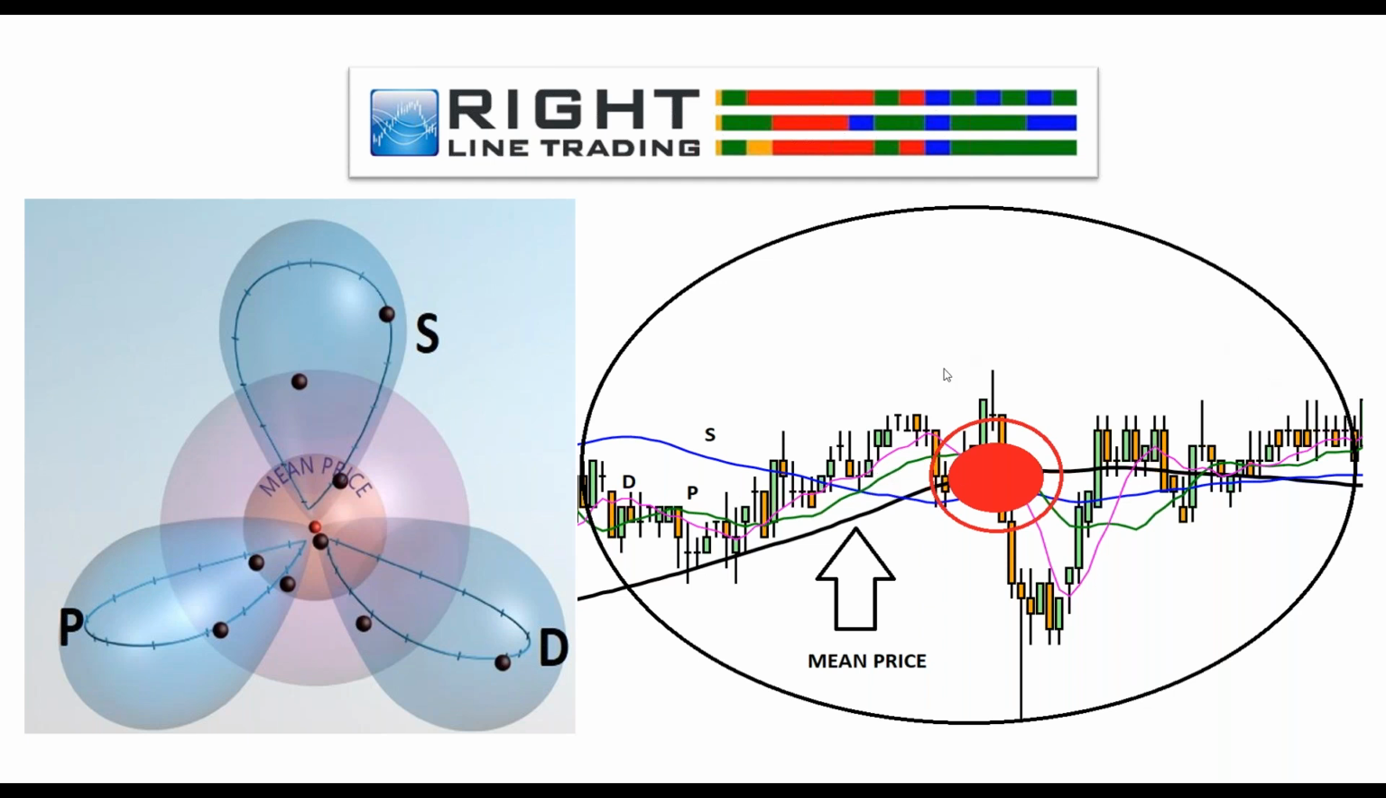But if left to its own devices, price is going to want to stay close to the mean. And when it moves away from the mean, it's going to move out in predictable ways. It's going to move out along the S, P, and D orbital, or S and P and D moving average. So in both of these cases, we have stable closed systems. And the analogy is quite rigorous.